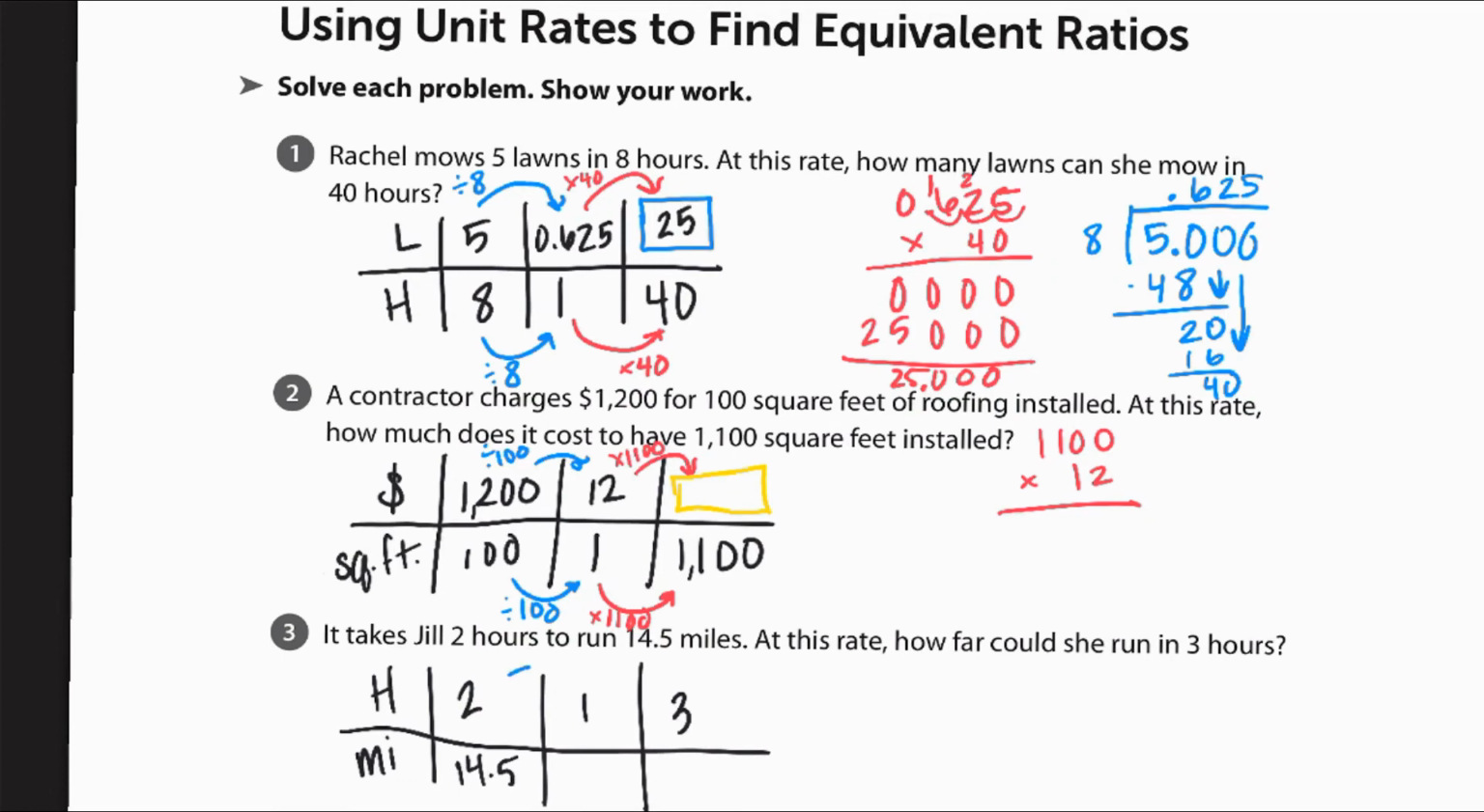So I'm going to divide by 2 here. What I do to one part, I do to the other. So 14.5 divided by 2. Okay. You can pause here to complete it. I am going to just go ahead and fill this in. It's 7.25. Okay. And then to get from 1 to 3, we're going to multiply by 3. And what I do to one part of the ratio to make it equivalent, I do to the other. So I'll multiply by 3 here, and you'll have your answer.